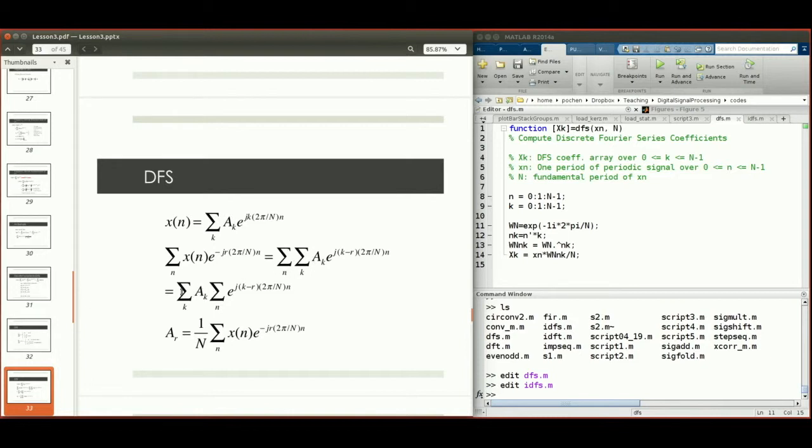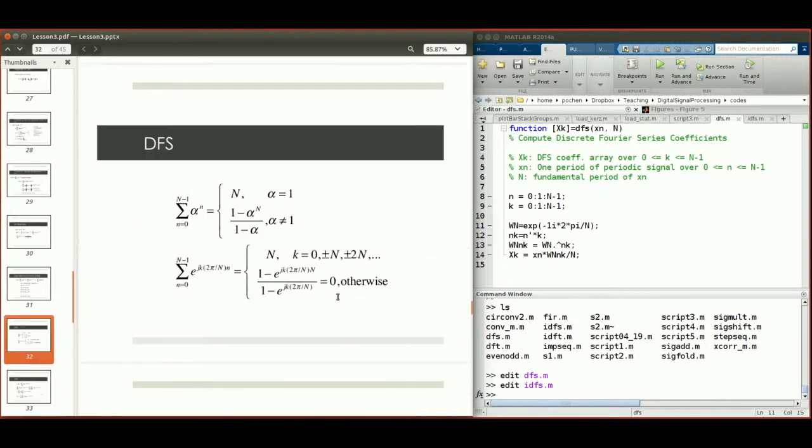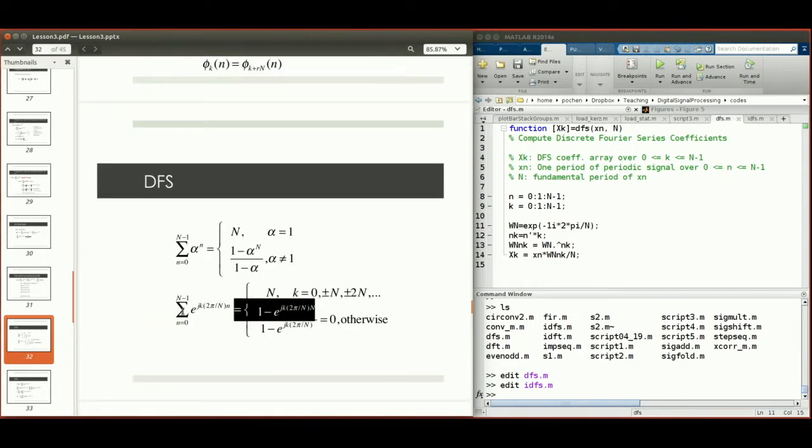So ak summation over k, that's everything that's related to k here, and then the only term that's actually related to n is this complex exponential here. That's the summation over n of e to the j times k subtract r, 2 pi divided by big N, times n. And then we need to evaluate what this summation actually equals to. And now we can use the result from the previous slide here. We can use this result.